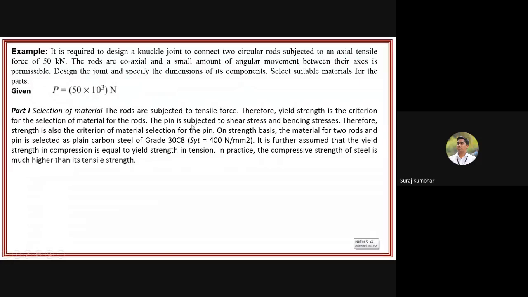The pin is subjected to shear stress and bending stress, as we have already seen. Therefore strength is also the criterion for the material selection for the pin. So on the strength basis, the material for the two rods and the pin is selected as a plain carbon steel of grade 30C8, which has a yield strength of 400 Newton per mm square.